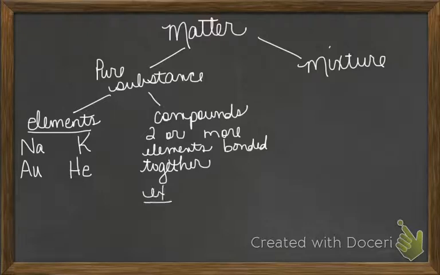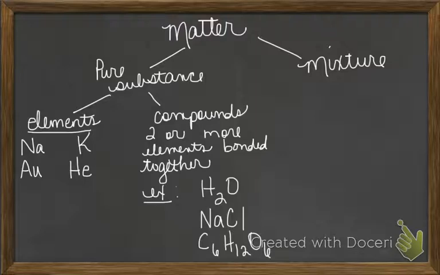Examples of compounds. Water. And you know that water is H2O. Table salt, isn't that sodium chloride? NaCl. And you may be familiar with others as well. Glucose, C6H12O6. These are compounds. It's two or more elements that are bonded together, but it can still be a pure substance. Pure water means that there is nothing but water in that sample. Pure sodium chloride means there's only sodium chloride in that sample, nothing else. Pure glucose means you're looking at only glucose, nothing else.